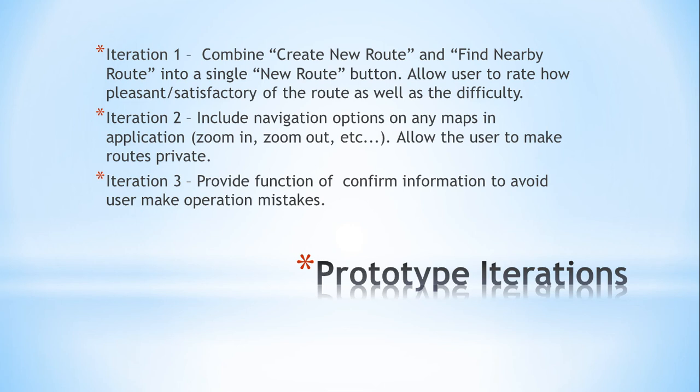After the first test, we combine create new route and find nearby route into a single new route button and allow users to rate how pleasant or satisfactory the route is as well as the difficulty. After the second test, we include navigation options on any maps in application, such as zoom in, zoom out, etc., and allow the user to make routes private. After the third test, we provide function of confirm information to avoid user making operation mistakes.